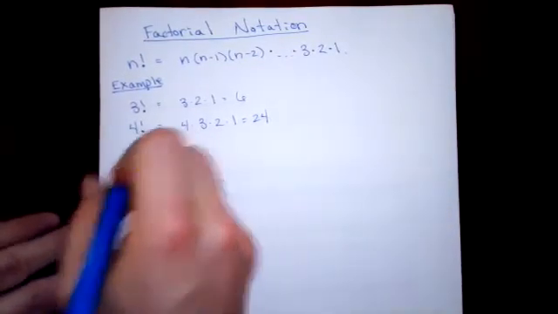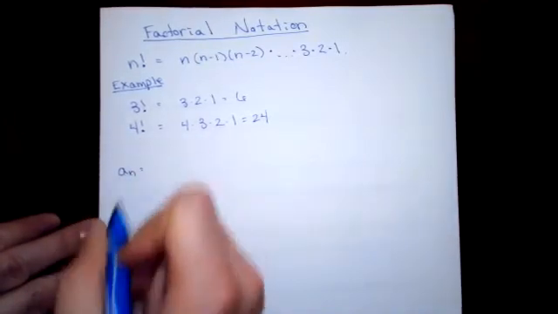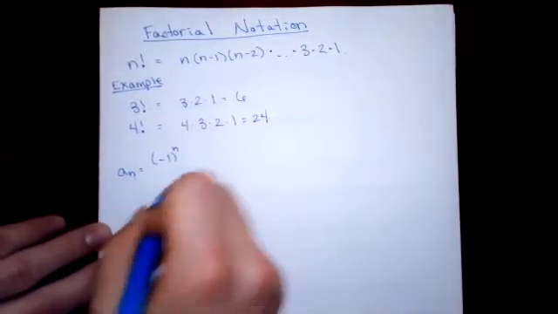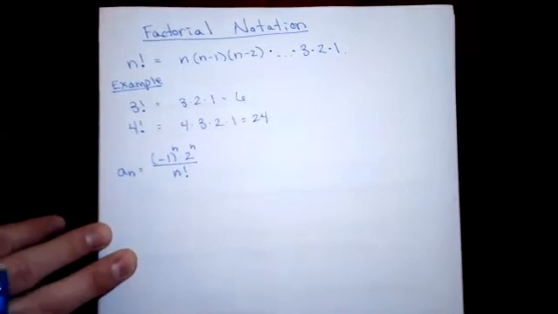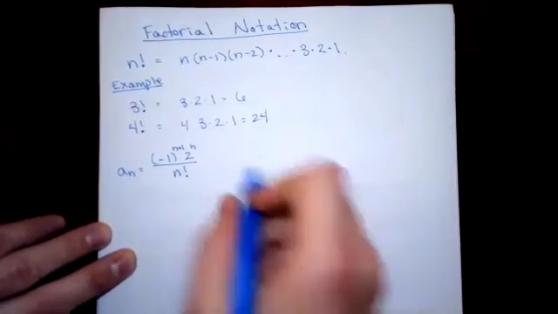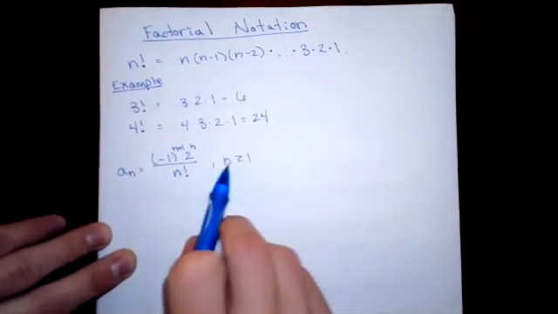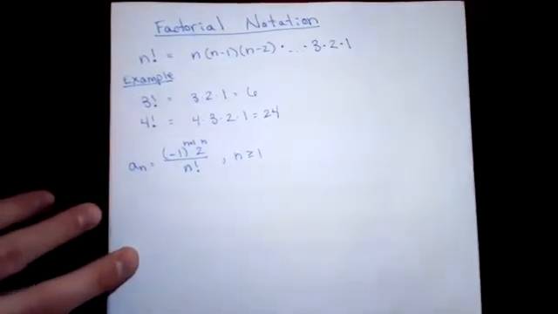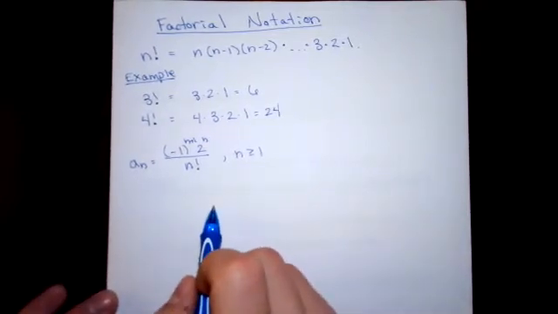Let's come up with a sequence. I could say a_n is equal to, let's throw in a little bit of everything. Let's say negative 1 to the n plus 1, because I want my n to start at 1, times 2 to the n divided by n factorial. If it's not specified, let's just assume n starts at 1. So what are the first few terms of this sequence?